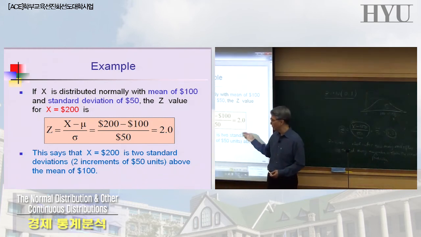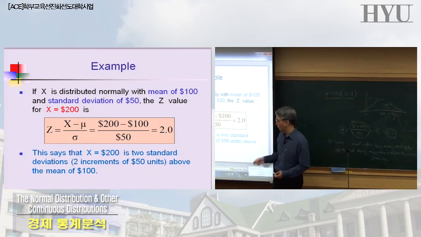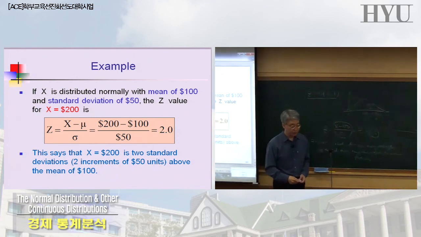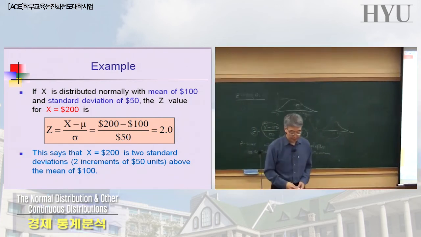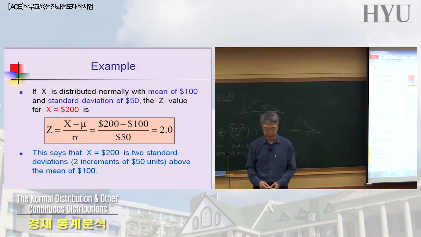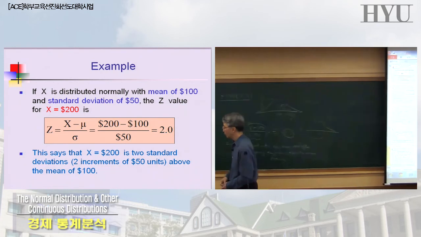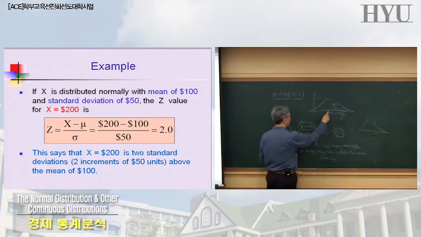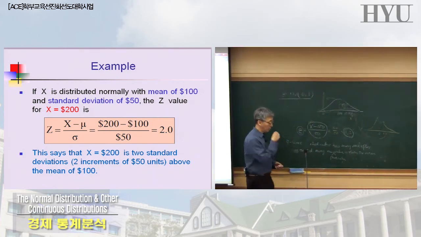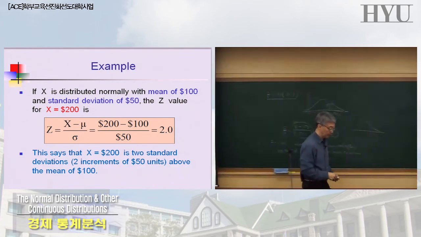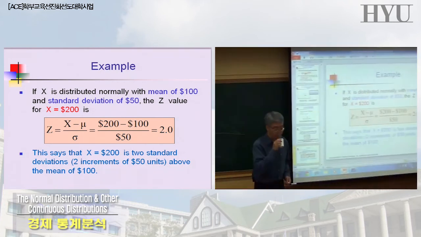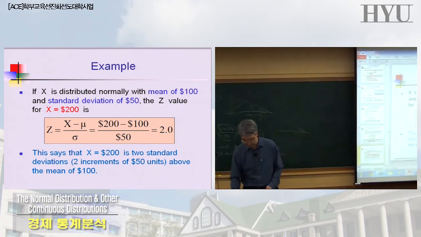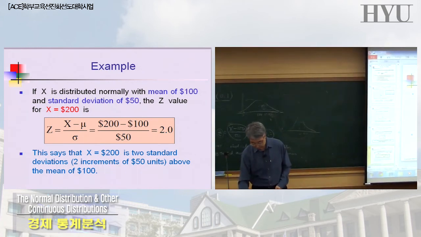So what does that mean, 2.0? That means that particular value of 200 is 2 standard deviations above the mean of 100. If it comes out to be -2, that simply means it's 2 standard deviations below the mean value. So make sure you have a clear understanding of the meaning of the z value and how to calculate it.